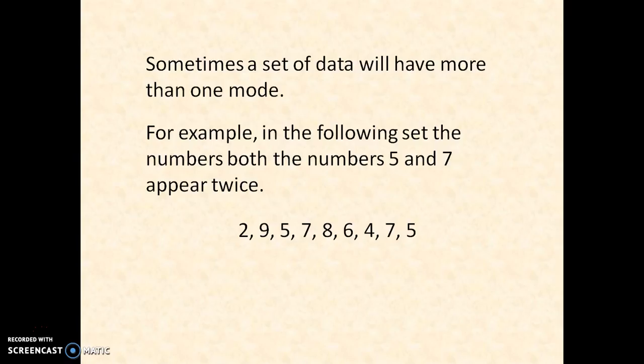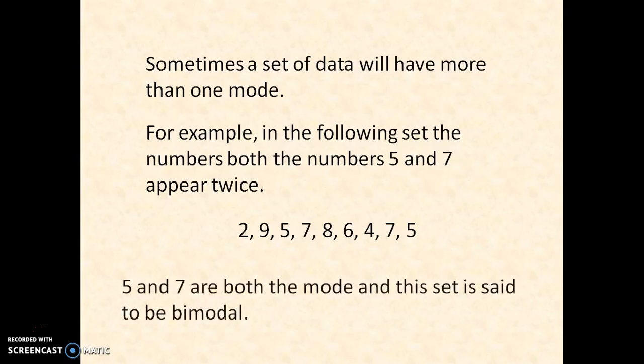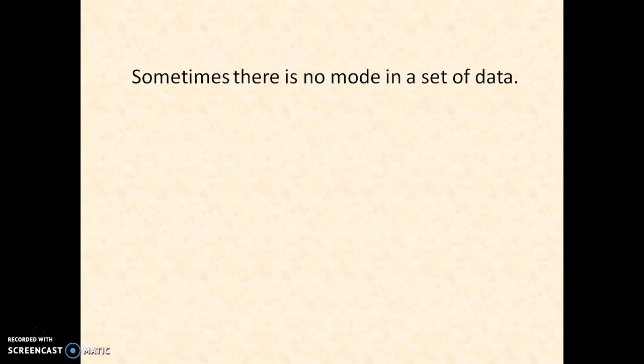Now take an example here. This is the data set that we have. Now if you look at it, 5 and 7 are each appearing twice, so you can say it's bimodal. There are 2 modes available, number 5 and number 7. So it's referred to as bimodal.